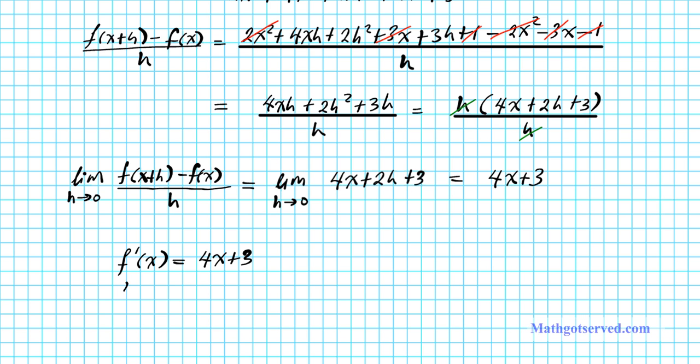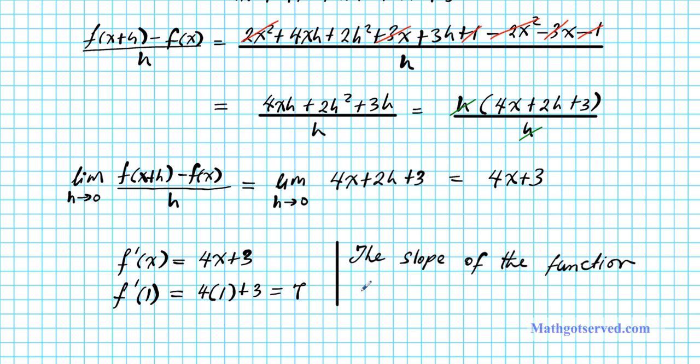So the slope at (1, 6) is f prime of 1. We evaluate this function at x equals 1. Remember, this function helps you calculate the slope at any point on the curve, on the quadratic function. So 4 times 1 plus 3 equals 7. What does that mean? That means the slope of the function at (1, 6) is 7. If you draw a tangent line to the curve at (1, 6), the slope of that tangent line is going to be 7.